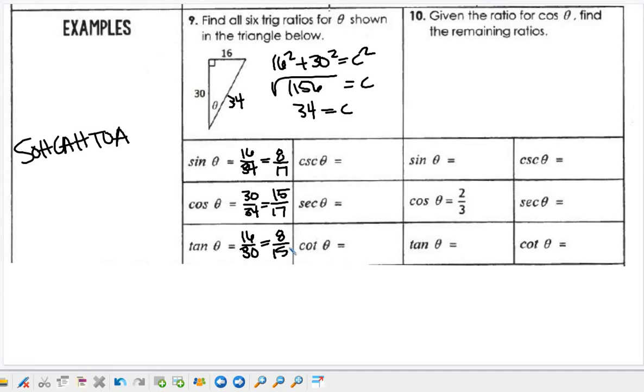Now, reciprocal functions are quite easy. You just take the reciprocal. So cosecant is the reciprocal of sine, so 17 over 8. Secant is the reciprocal of cosine, so that would be 17 over 15. And cotangent is the reciprocal of tangent, which is 15 over 8.